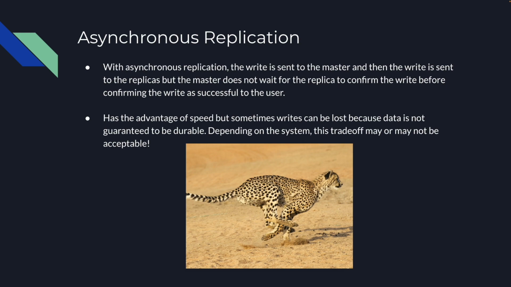It may or may not reach the replica, and that's fine. This has the advantage of speed, but sometimes writes can be lost because data is not guaranteed to be durable. Something can happen between the time that the master sends it and the replica is supposed to receive it. If the network cuts out, or it receives the write but the hard drive fails, then it's not guaranteed that your write is actually going to be applied to that node. So depending on the system, this trade-off may or may not be acceptable.